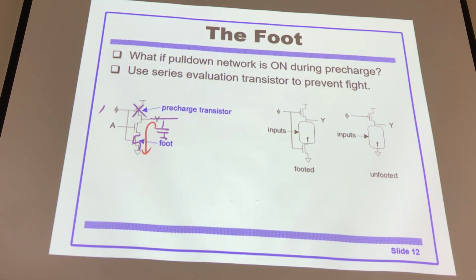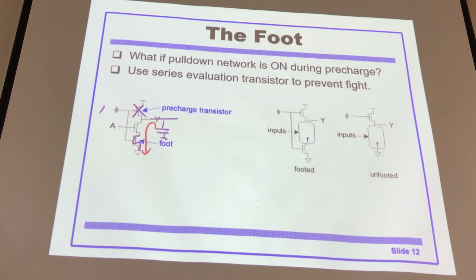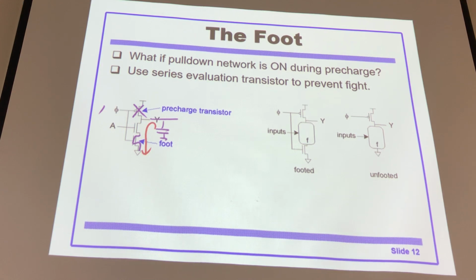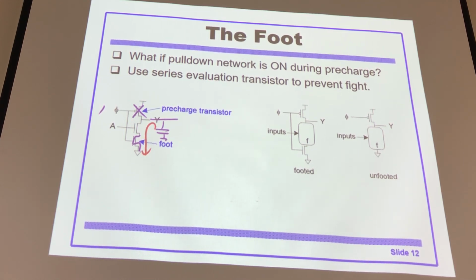So what if the pull-down network is on during pre-charge? That's the problem, that's the issue. Use a series evaluation transistor to prevent the two paths fighting with each other when you pre-charge the capacitor during the pre-charge phase. Any questions?